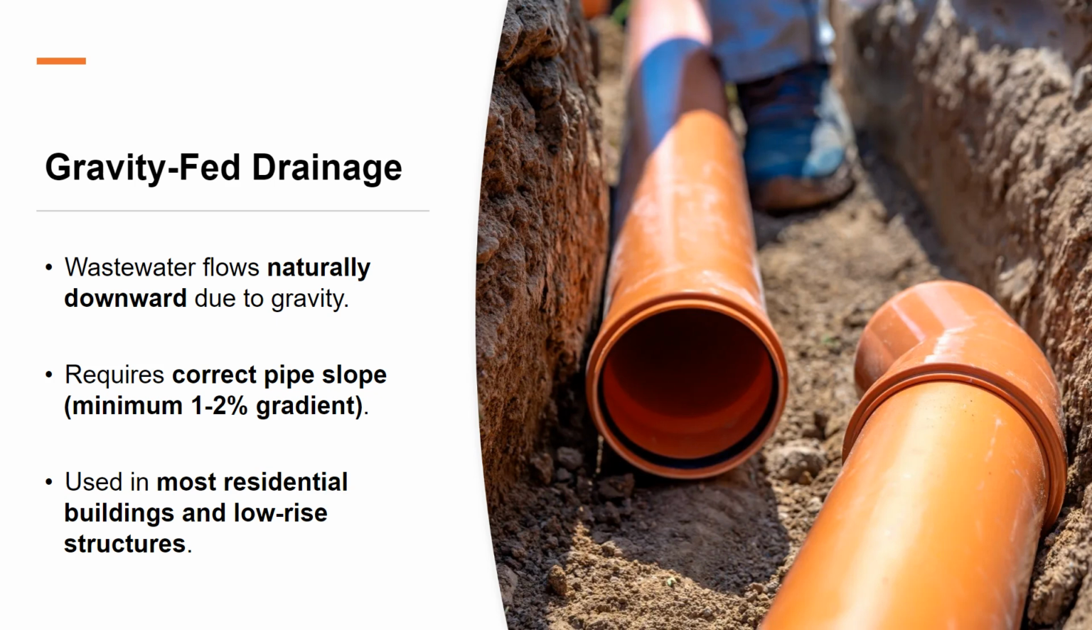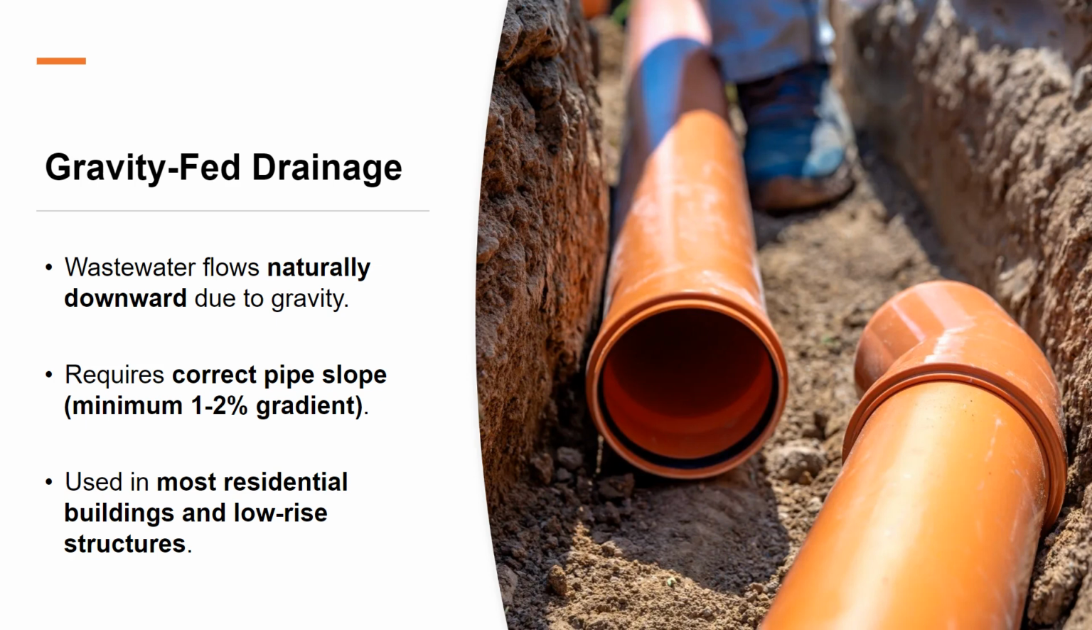Fittings must be well aligned. There must be no backflow or standing water. Vents are included to prevent airlocks and allow smooth flow. Where it's used. Gravity-fed systems are standard in residential homes, offices, schools, wherever the building allows for vertical drop from fixtures to the main drain.